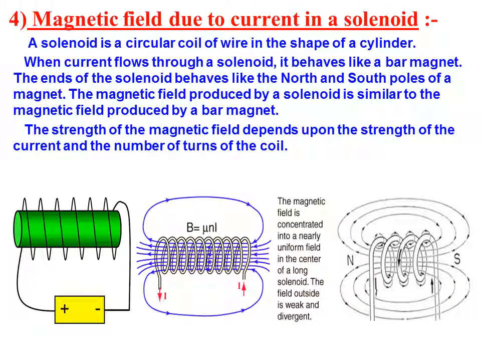And in case of a solenoid, solenoid means when the length of the conductor is more than its diameter and insulated copper wire is wrapped around it, so it becomes a solenoid. Its ends behave like the north and south poles of a magnet, and its magnetic field is similar to the magnetic field produced by the bar magnet. The strength of the magnetic field depends upon the strength of the current and the number of turns of the coil, as you see in this picture also.